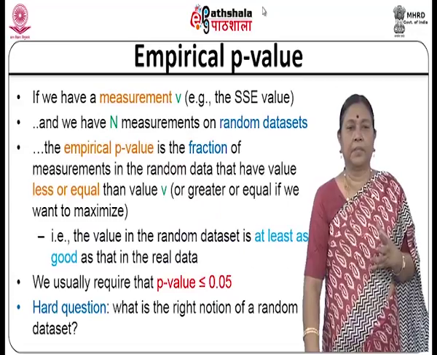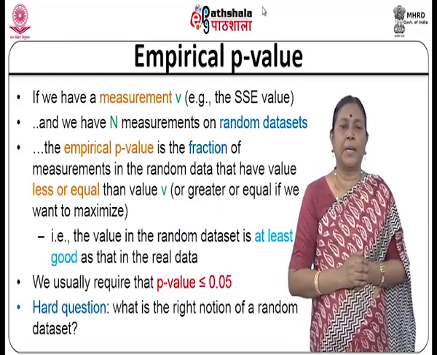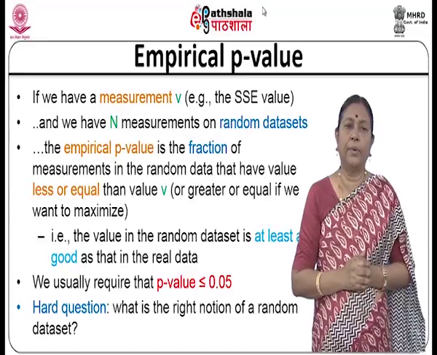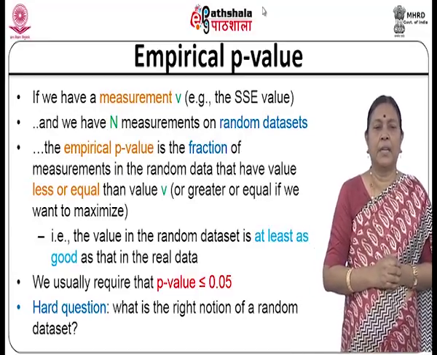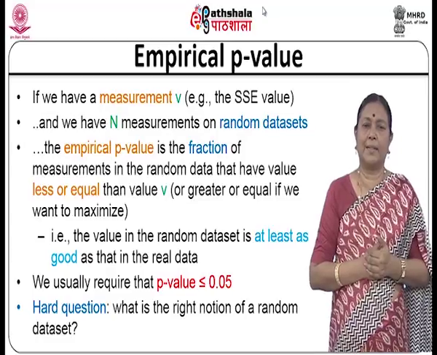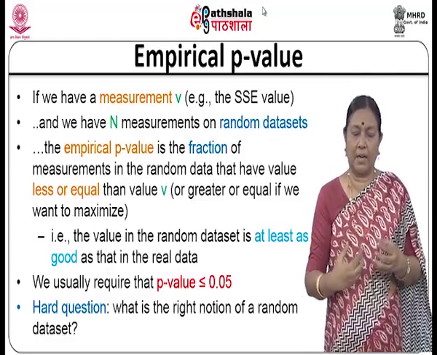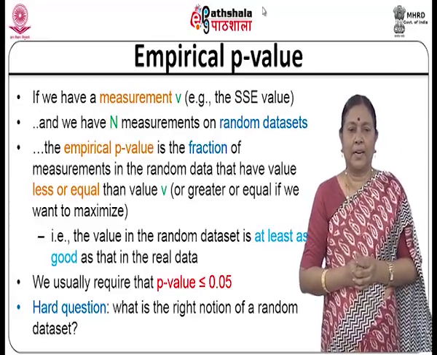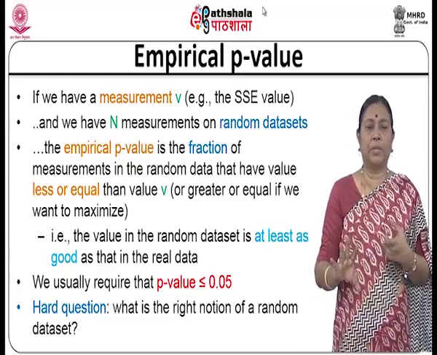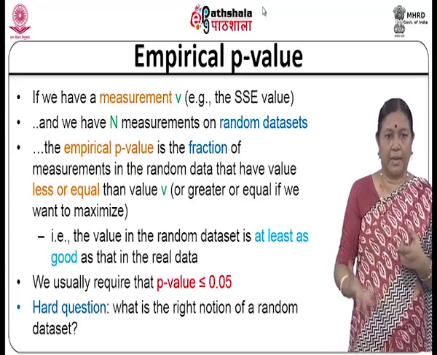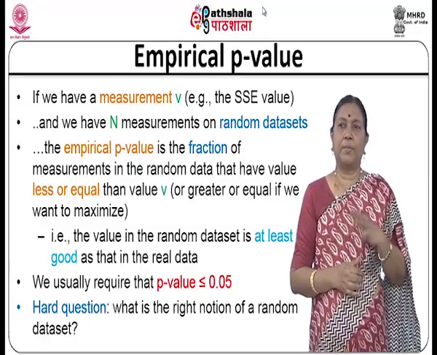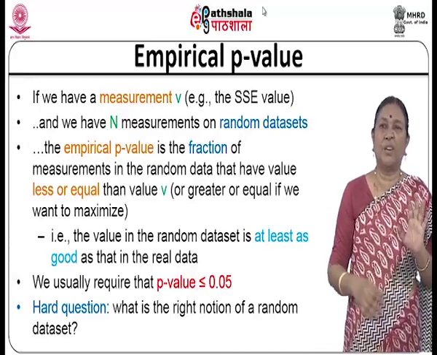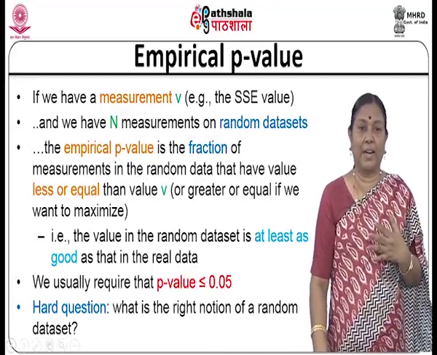clustering is. So, we have something called an empirical p-value. So, if you have a measurement, for example, the SSE value, and we have n measurements on random variables, the empirical p-value is the fraction of measurements in the random data that have value lesser or equal to the value v, or greater than or equal to, if you want to maximize it. That is, the value in the random set is at least equal to, or as good as, the value in the real data. We usually require that the p-value must be less than or equal to 0.05, because otherwise you are only catering to random. Hard question: what is the right notion of a random data set? So, you have to create the random data set.